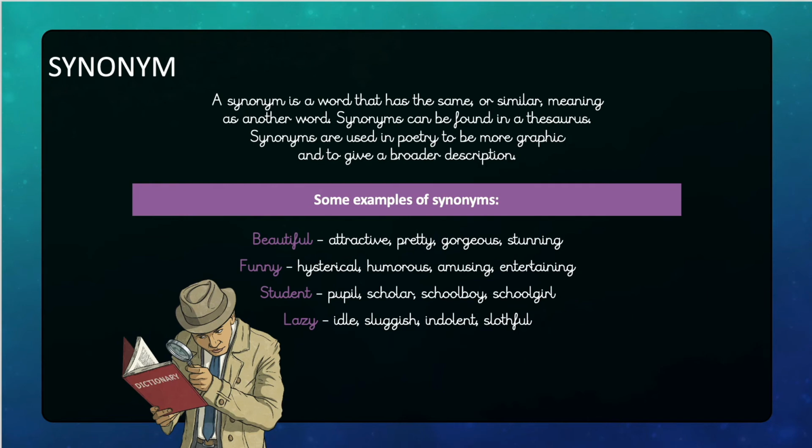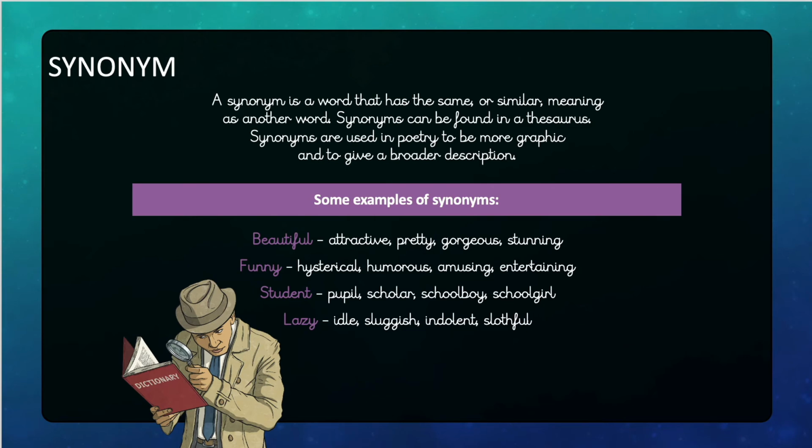Synonym. A synonym is a word that has the same or similar meaning as another word. Synonyms can be found in a thesaurus, of course. Synonyms are used in poetry as well to be more graphic and to give a broader description. So instead of beautiful, you might use words like attractive, pretty, gorgeous, and stunning. Funny, you may use hysterical, humorous, amusing, entertaining. Student, you might use pupil, scholar, schoolboy, schoolgirl. Lazy, idle, sluggish, indolent, slothful. Of course, words like beautiful, funny, student, and lazy are fine to use, but when you're in year 6, you want to be broadening your horizons and using synonyms.